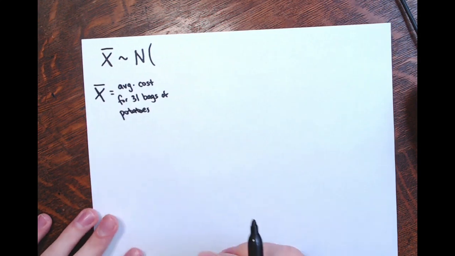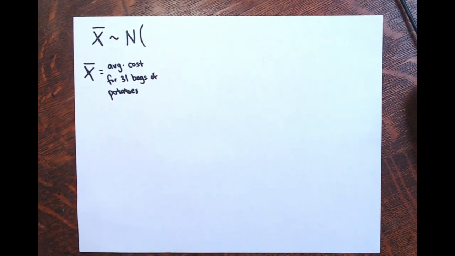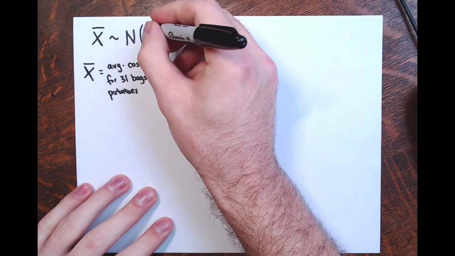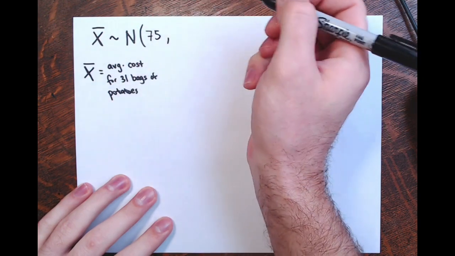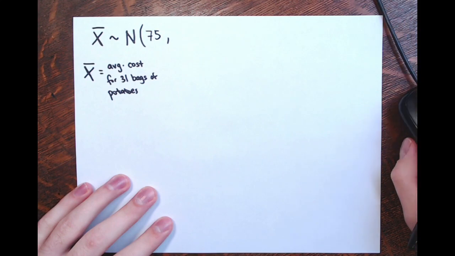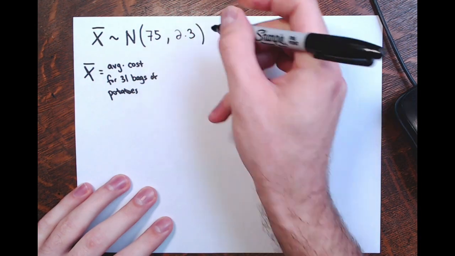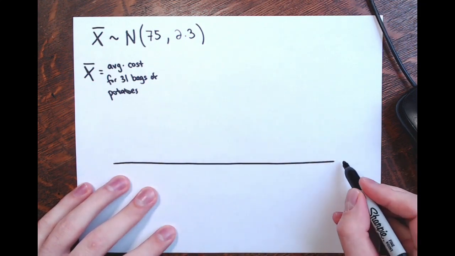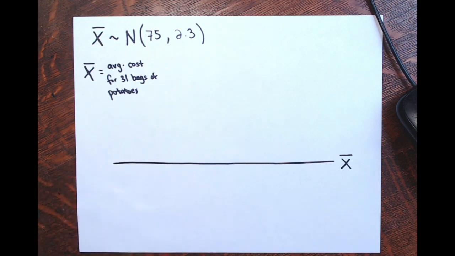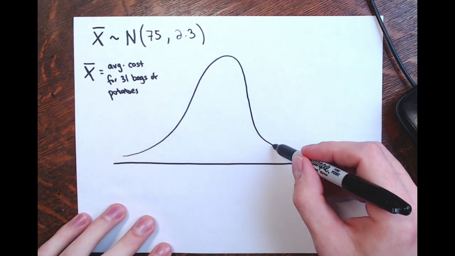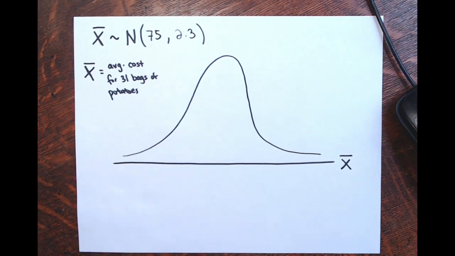And we saw just a second ago on that drawing, when I moved the little dots around, x bar here is going to be normally distributed with a mean of $75 and a standard deviation, when we rounded it, of 2.3. So here we go, I'm going to draw this. You got a number line. Let's say this number line represents possible different values of the average cost for 31 bags of potatoes, possible different values for x bar. Mine doesn't look exactly like theirs, but I got this symmetrical bell-shaped curve above it.